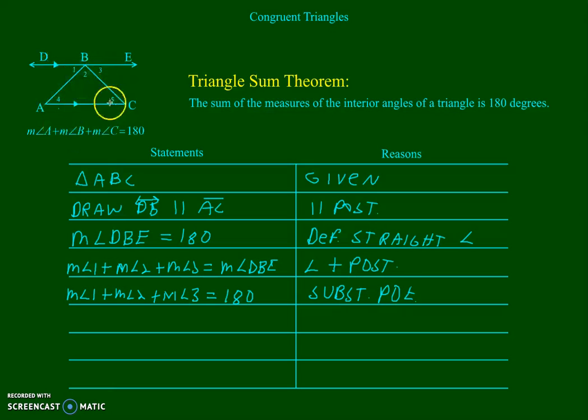Same thing with 3 and 5. So we can say that angle 1 is congruent to angle 4 and angle 3 is congruent to angle 5. And that's the alternate interior angle theorem.